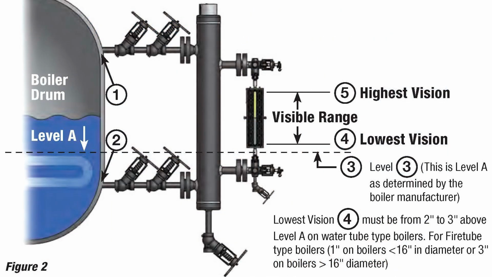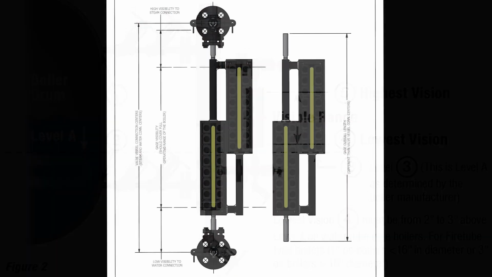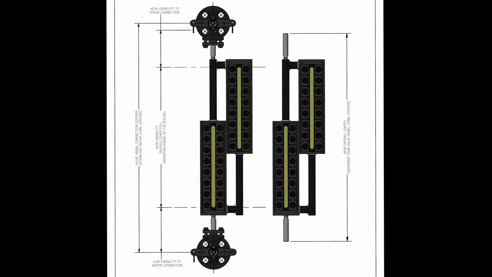The visible range required for the gauge glass and remote level indicator. ASME code requires that the operating range of the boiler be visible in the gauge glass. Operating range includes all of the alarms and trips specified by the boiler manufacturer. These levels must be included in the range of the devices. This information can be found on the original drum drawings. We also need to know the connection sizes and types along with the center-to-center dimensions.